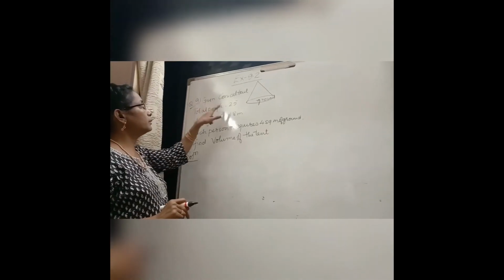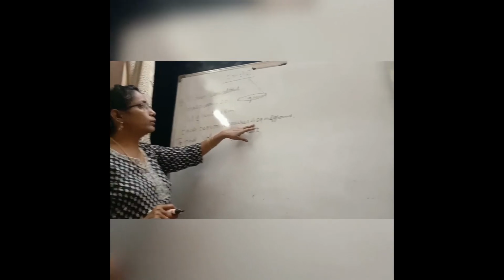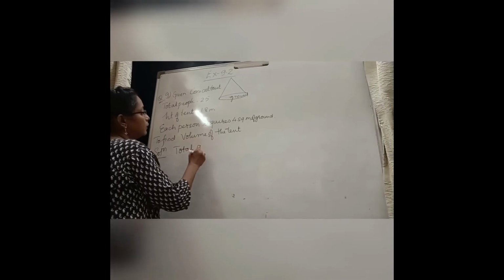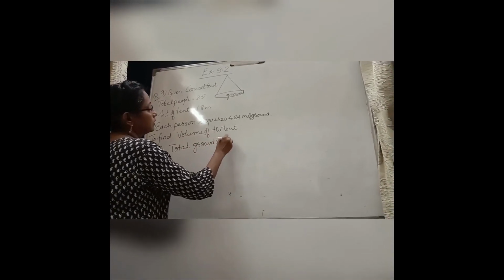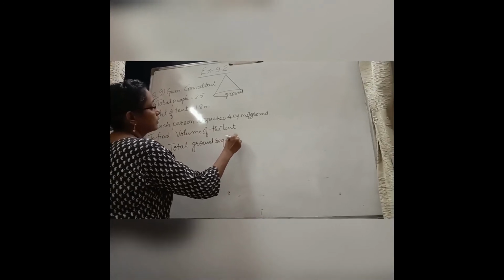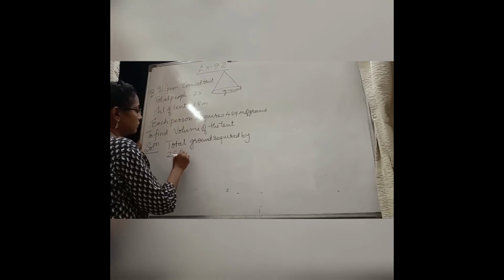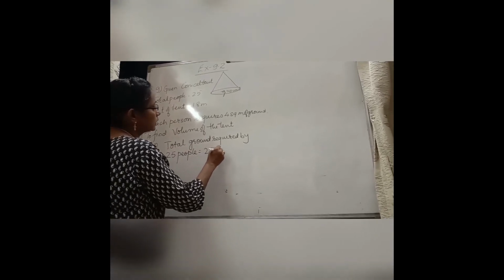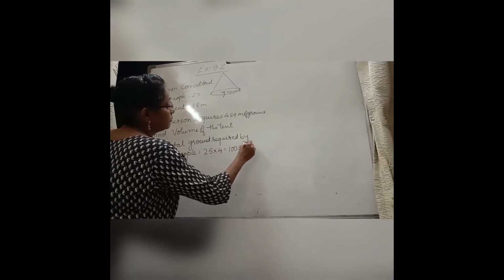Here the total number of people is 25 and each person requires 4 square meter of ground. So the total ground required by 25 people is equal to 25 into 4, which is equal to 100 square meter.